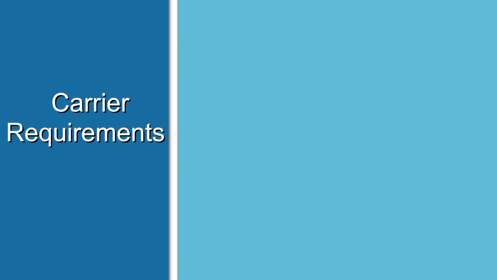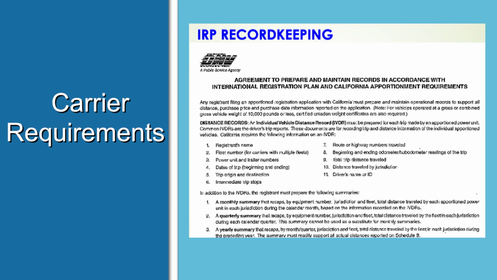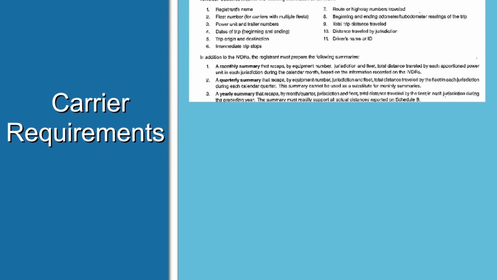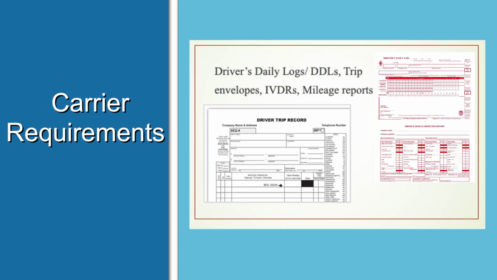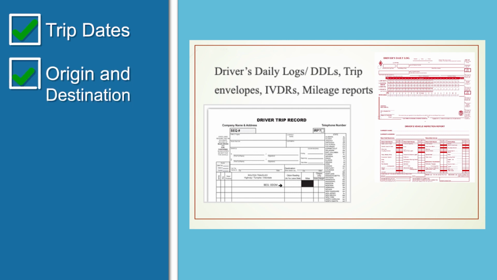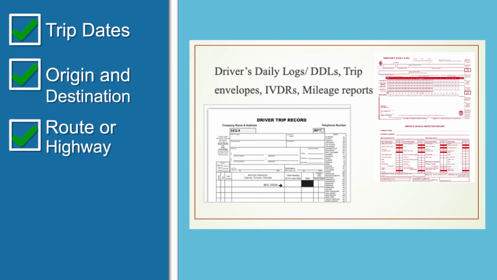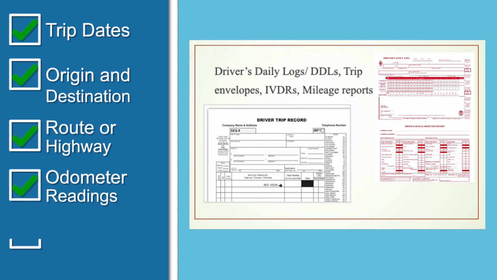As a carrier, you're required to provide your trip information and can use a variety of forms. These are 2 examples. Some of the information you'll need to track includes trip dates, origin and destination points, the route or highway numbers you traveled, beginning and ending odometer readings, and distance you traveled in each jurisdiction.